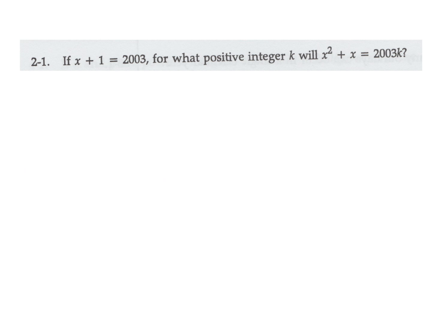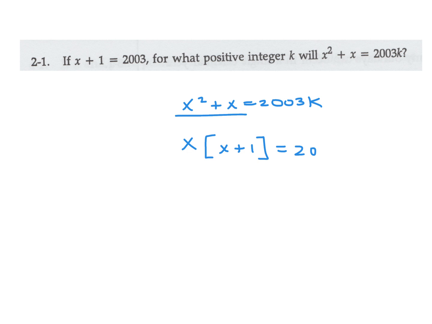If x plus 1 is 2003, for what positive integer k will x squared plus x be equal to 2003k? Well, the first thing I think is to factor out this x on this side. So that would be x and x plus 1, I guess. It doesn't change. And then we take the fact that x plus 1 is 2003 and sub in here. So that would be x times 2003.